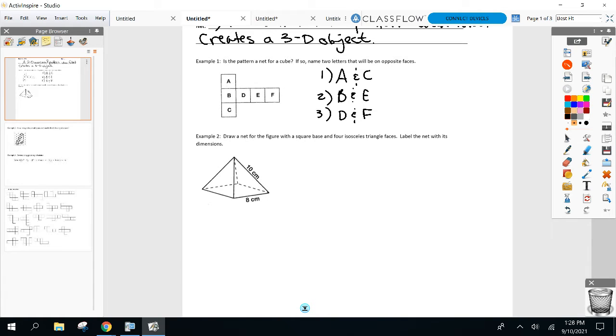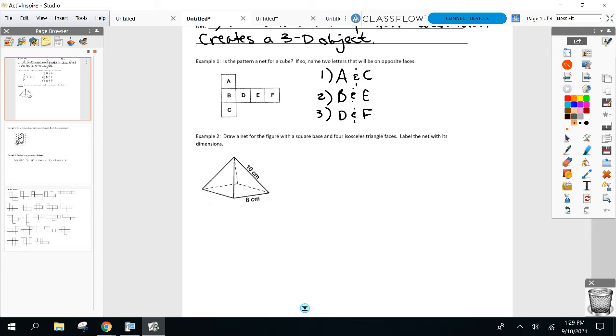Let's go backwards now. If I give you a pyramid here, a 3D object, can you unfold it and draw a net for me now? How many faces are on this pyramid? Hold on. 5. 5 faces, so you should have how many shapes in your pattern? 5. Okay, go ahead. See what you can do. Unfold it for me and draw the net now.